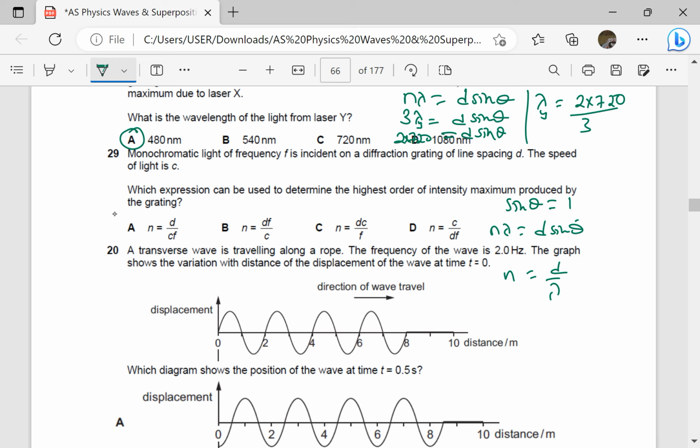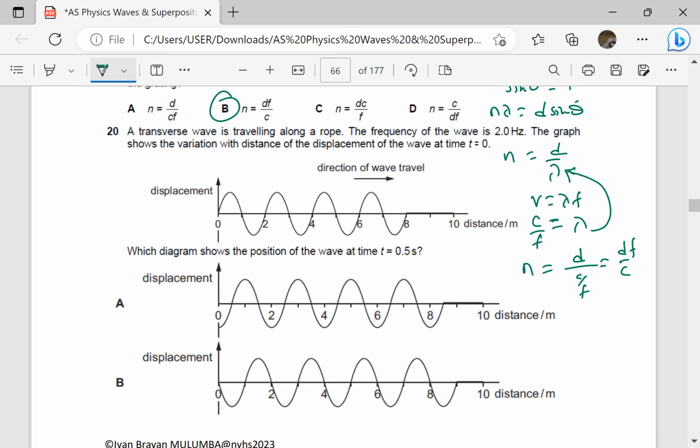But remember, from v equals lambda f, v is given as c. So c is equal to lambda f, which means lambda is c over f. So we substitute for lambda here. It means n is going to be d divided by c over f, which means this becomes d times f over c. So the answer is going to be d times f over c, which is B.